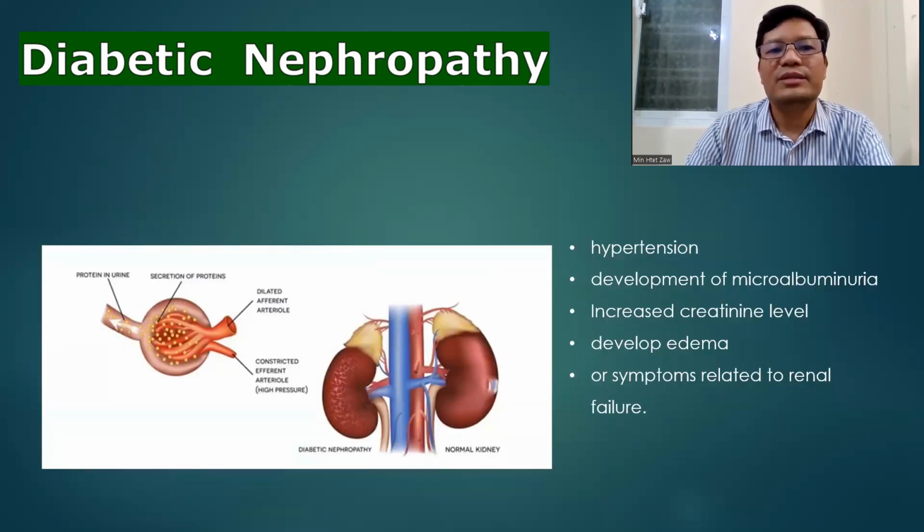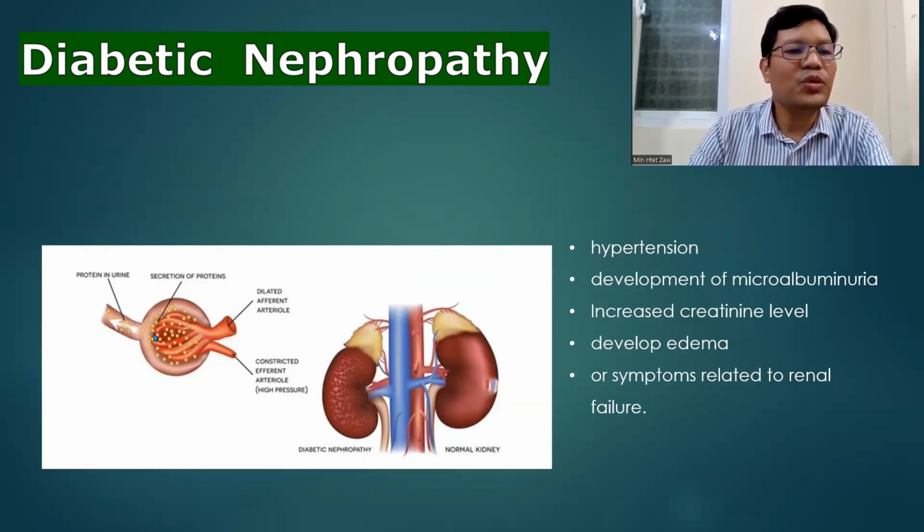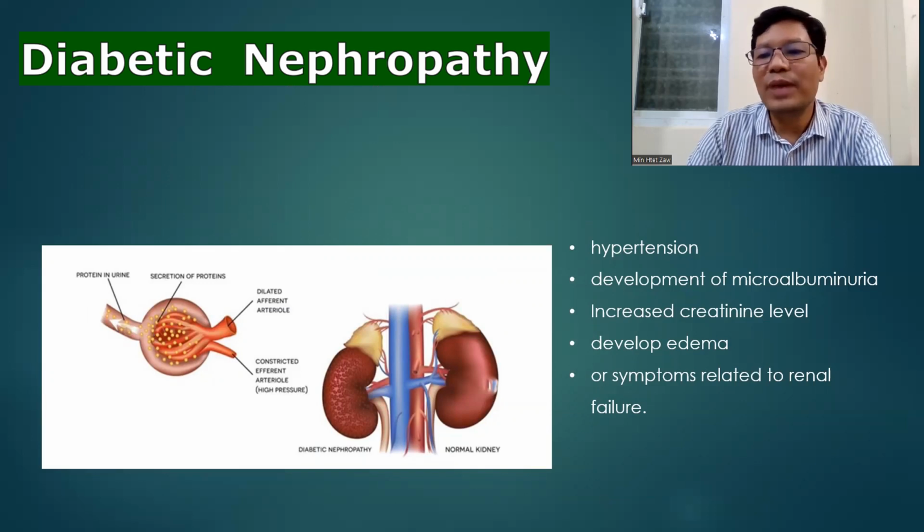For diabetic nephropathy, there will be protein in urine. It starts with microalbuminuria at the microscopic level. And it can also present with hypertension, and sometimes increased creatinine levels are detected in patients. And patients can develop edema or symptoms of renal failure in advanced disease.